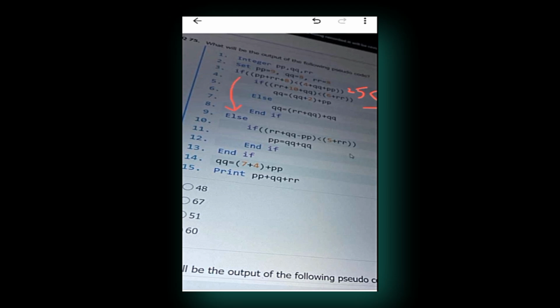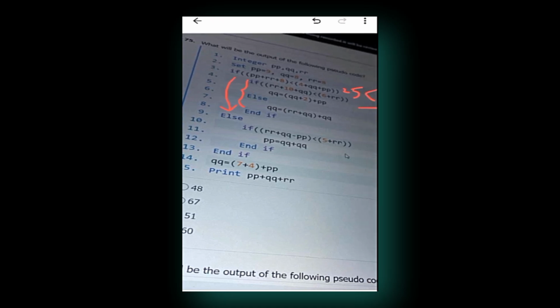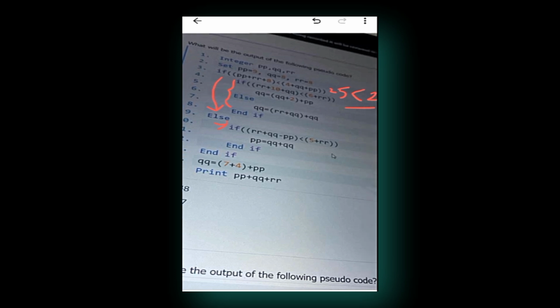So you don't have to panic because this much of the part is being ignored, right? So this will save your time. Okay, so let's check the if block here. If r plus q minus p is lesser than this, so r means what?